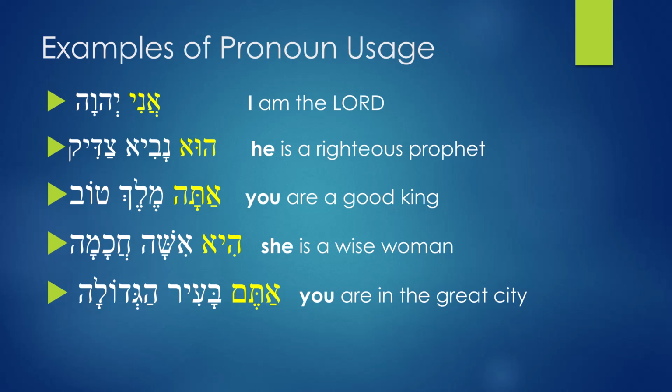Next phrase we have Ata Melech Tov. Now Ata means you. Melech means king. Tov means good, and Tov is an adjective modifying Melech. So it's you are a good king. Again, you are going to supply the word are.